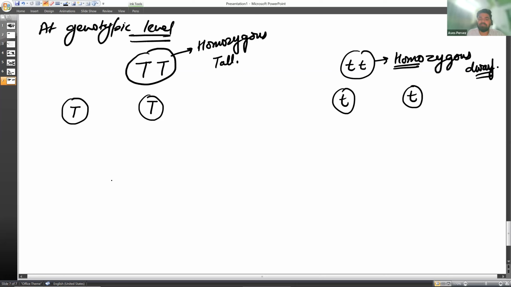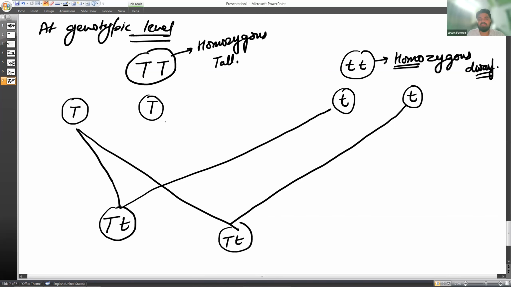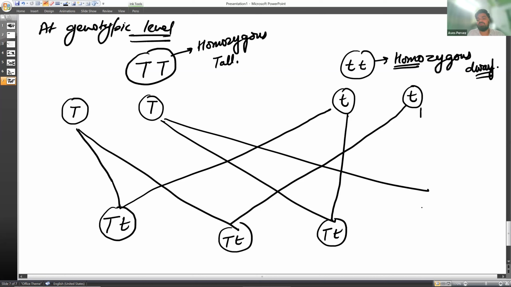Now when this capital T gene or pollen grain fuses with this one, we are going to have capital T and small t as a result. When this mixes with this one, we have capital T, small t. Again, when this mixes with this one, capital T, small t. And when this gene mixes with this one, capital T and small t. Got it?